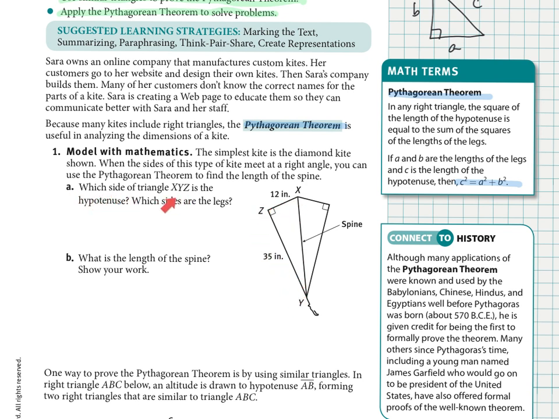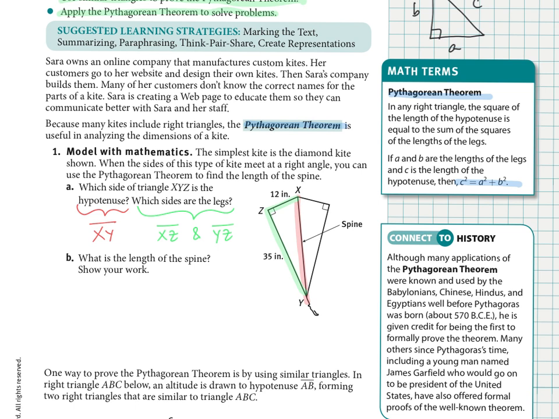Question A says, which side of triangle XYZ is the hypotenuse and which sides are the legs? So go ahead, fill this in right now. All right, we should have what I have highlighted in red. That's our hypotenuse, side length XY, and then the legs are in green, which are XZ and YZ.